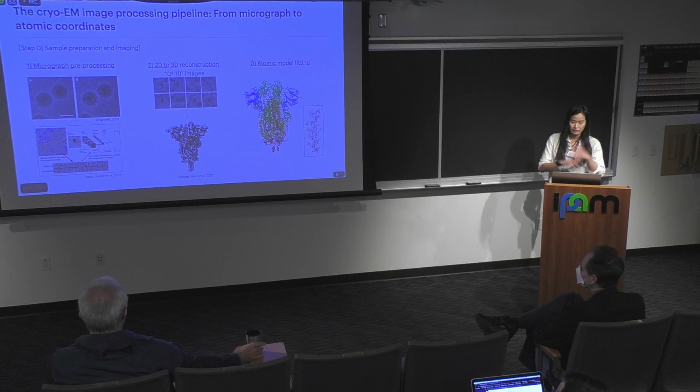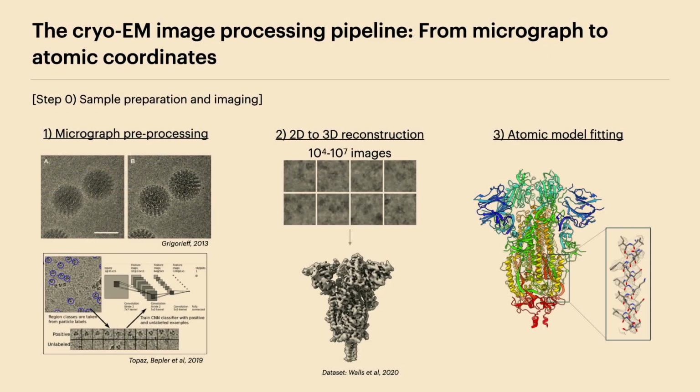I won't go over the overall cryo-EM image processing pipeline. I assume we're all very familiar here. There's micrograph preprocessing. The area that I've been focused on is this 2D to 3D reconstruction problem. And then finally, given a sufficiently high resolution 3D density map, we can fit in an atomic model.